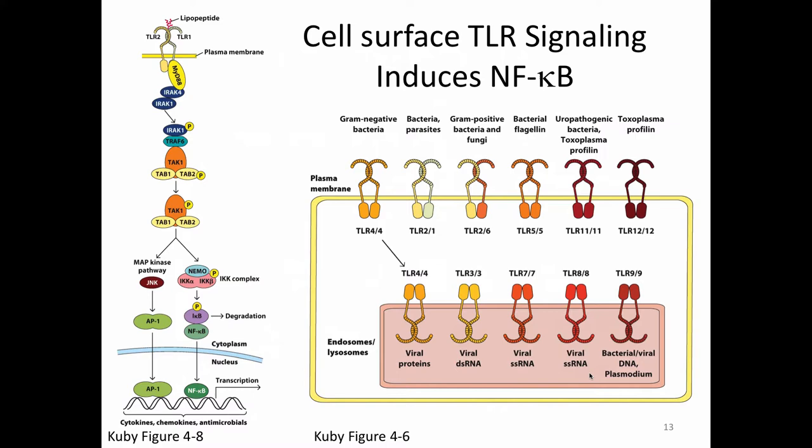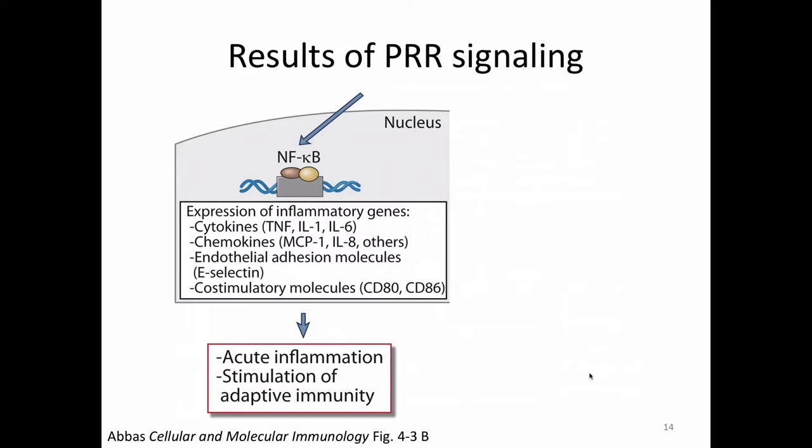Why do we care about NF-kappa B? Well, it turns out that NF-kappa B has a specific set of target genes that it turns on. Just so you know, NF-kappa B is a huge transcription factor in immunology. It turns on a lot of things. But in this case, we care about the fact that it turns on things like TNF, IL-1, IL-6, the exact cytokines that are important for that antibacterial response. It turns on some of the chemokines we talked about last time.